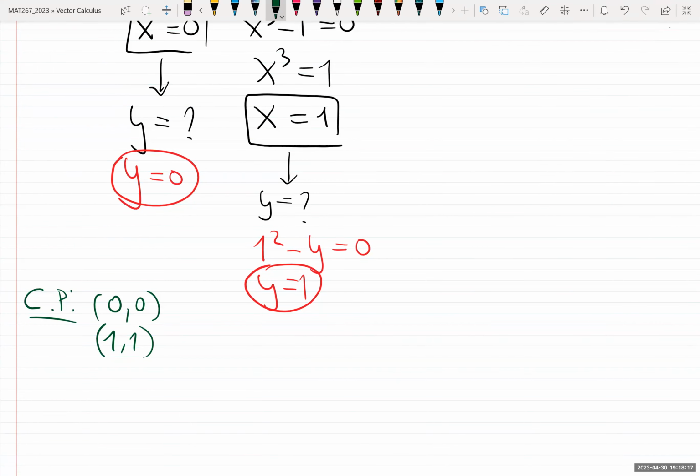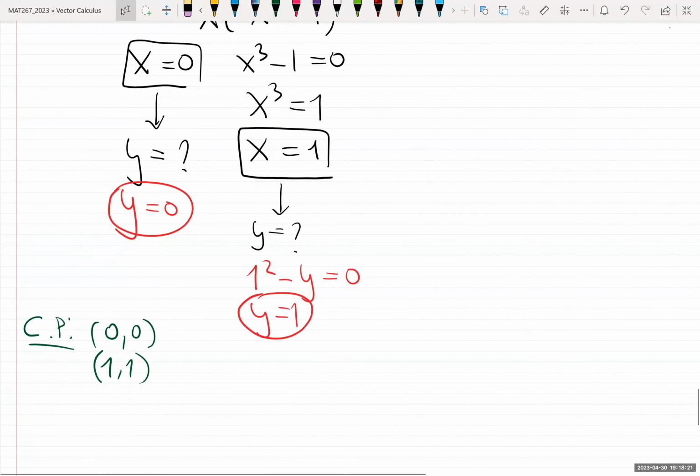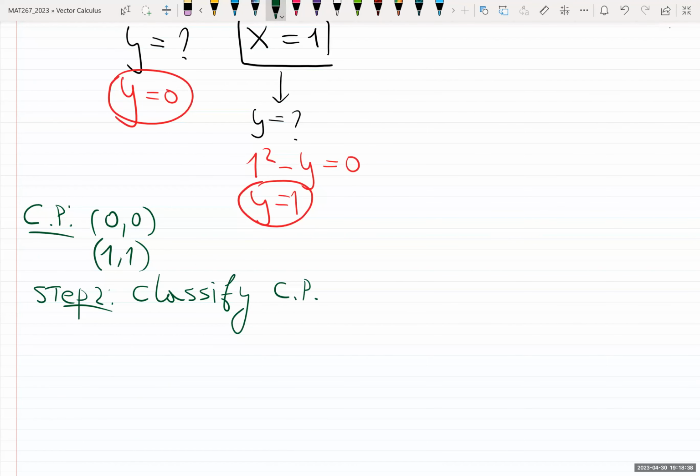Good job for checking. That is step 1, critical points. Did I put step 1? Step 1, find critical points. That already took forever. Now step 2, classify them. Classify critical points. That also takes time. So everything is just slow when you increase dimensions.